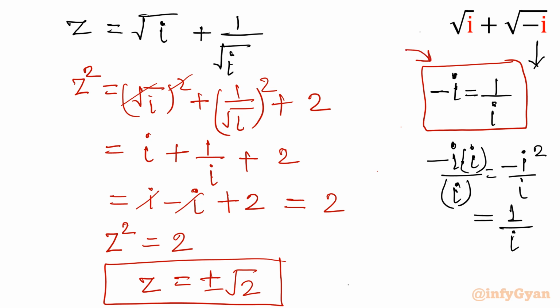This is the property. Now the third method, that is the conventional approach, where we will use exactly Euler's identity and De Moivre's theorem. See how i is e raised to the power i pi over 2. And here we will write minus i as e raised to the power minus i pi over 2. i is e raised to the power i pi over 2.